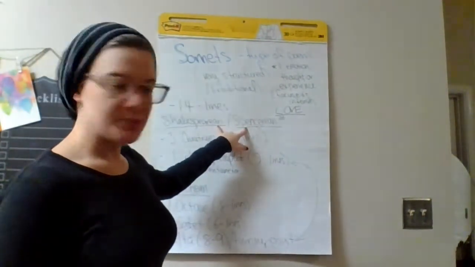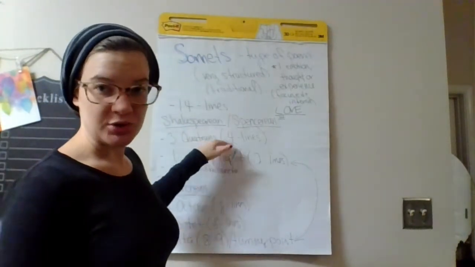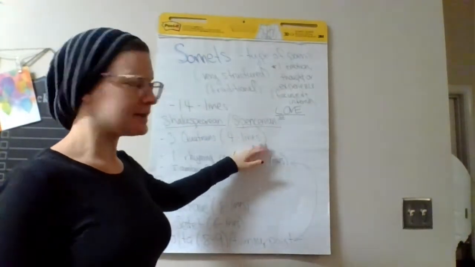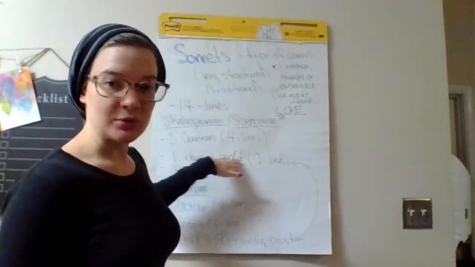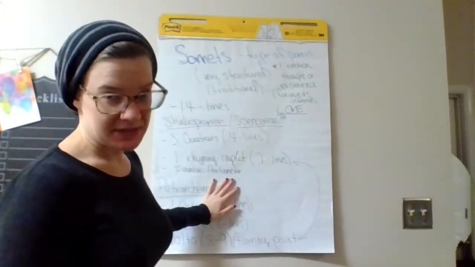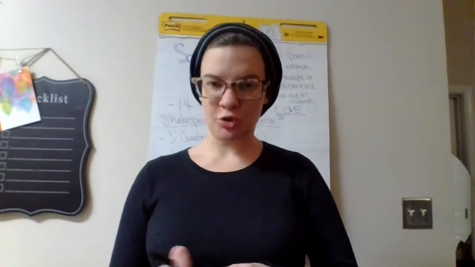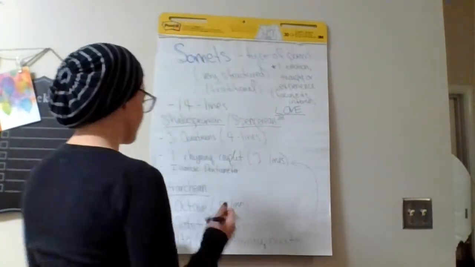So Spenserian and Shakespearean are going to have 14 lines broken into 3 quatrains, which are 4 sets of 4 lines. They're going to have a rhyming couplet, which is a set of 2 lines to equal those 14. And they're going to be written in iambic pentameter. They will also rhyme. This is part of the really, really strict traditional part of their poetry style.